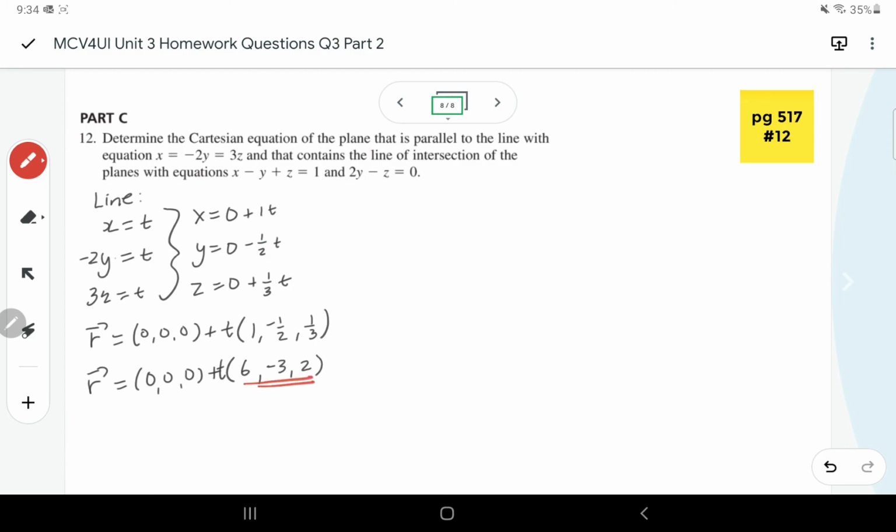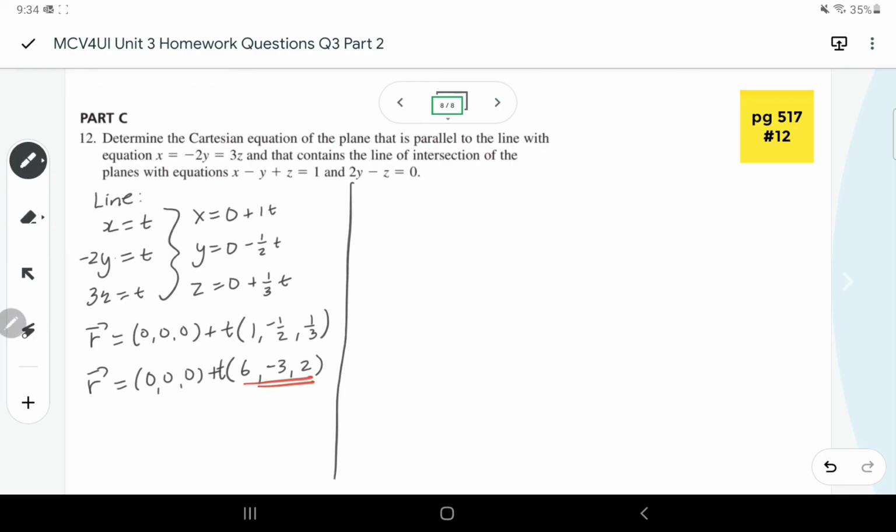Okay. We also need to know the line of intersection of these two planes. So if we're looking for an equation of a plane, we need a point and two direction vectors. The direction vector of this line is one of those. Next, we know that it contains the line of intersection of these two planes, and we know a line has a point and a direction. So we've got this direction vector and then the point and direction vector from the other one.